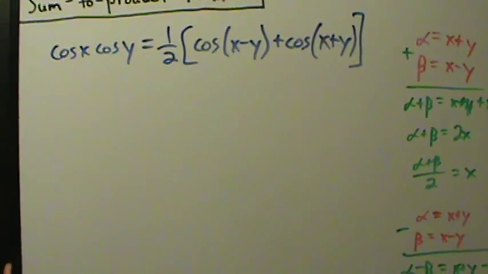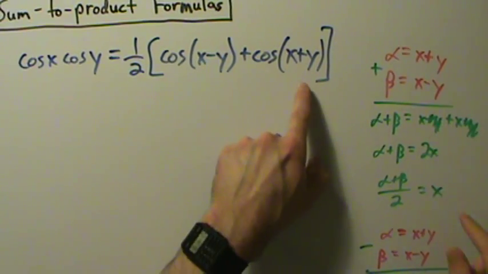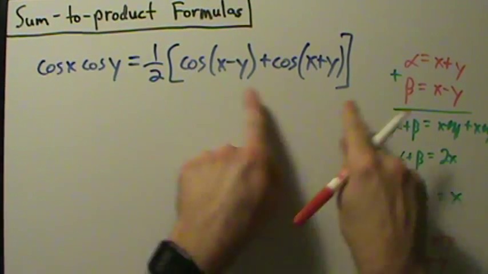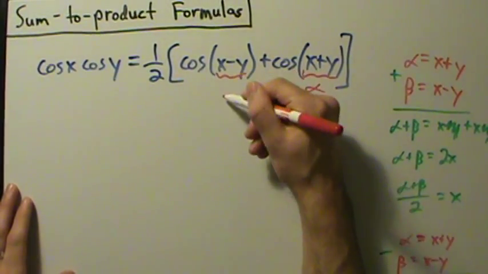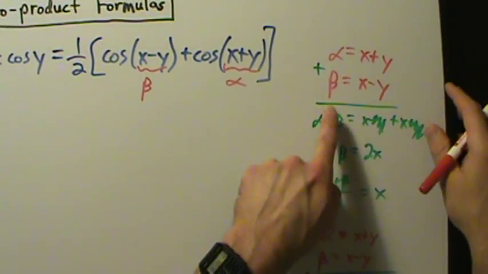Okay, so now we can just make those substitutions again. Last time we said alpha is x plus y, beta is x minus y. So let's go ahead and do that again. Notice they're actually in a different order now, so we should be a little careful about that. But anyway, here's alpha, it's x plus y. Here's beta, x minus y. Okay, so alpha is x plus y, beta is x minus y.